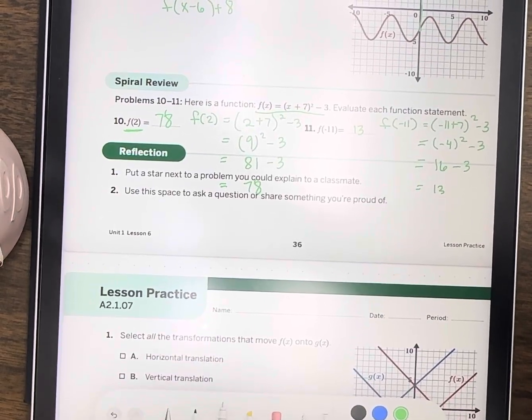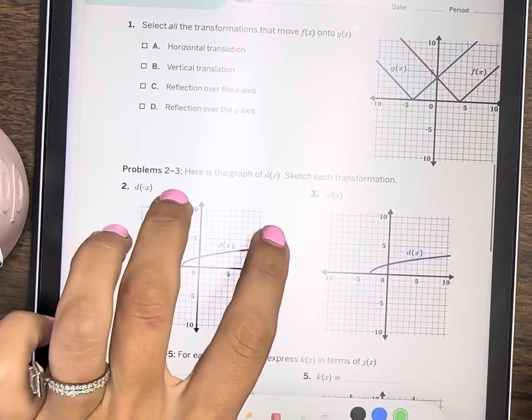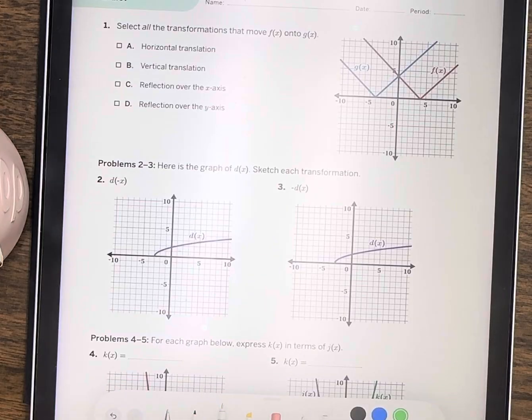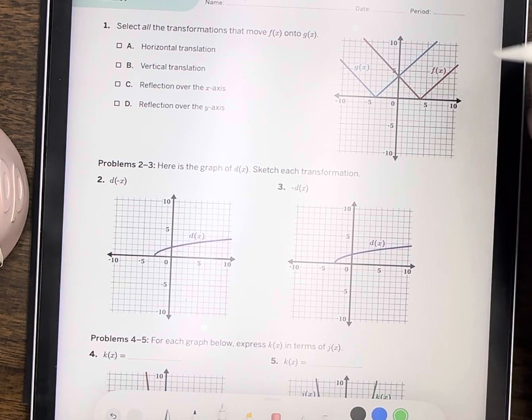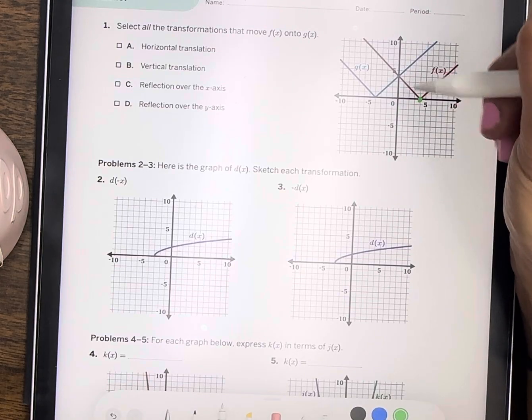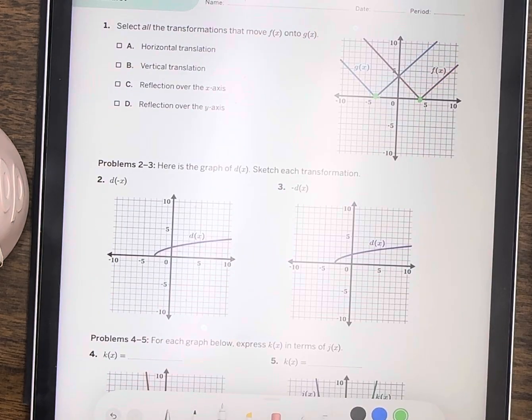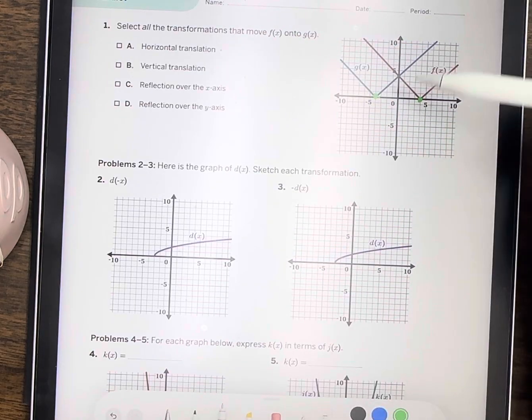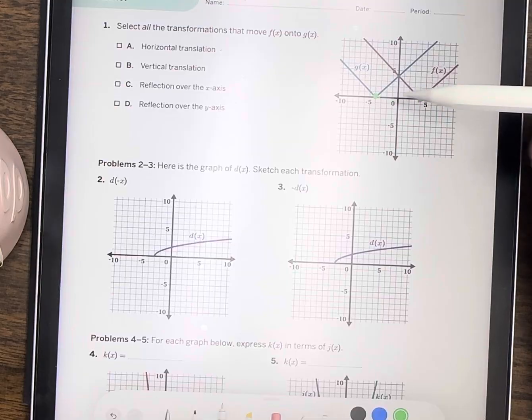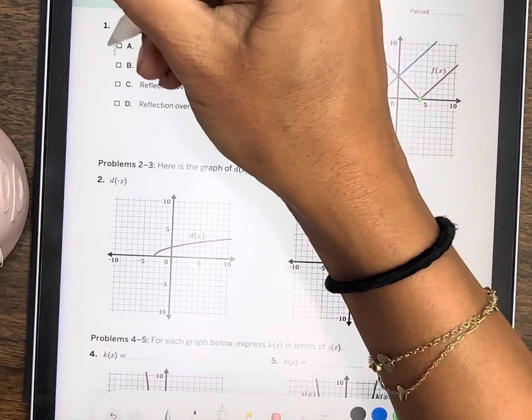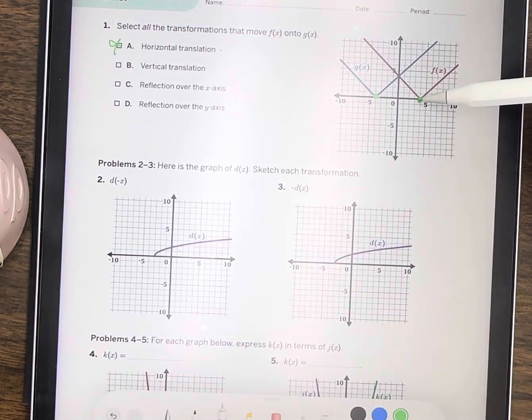And here we are. Now let's do 1, 7. Let's select all the transformations that move f of x onto g of x. So from here to here, it looks like, could I have done it with a horizontal translation, meaning shifting it left to right? Yes, I could have. Could I have done it by shifting it up and down? I don't see how. That wasn't going to work.